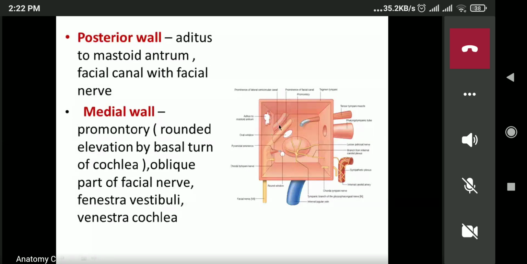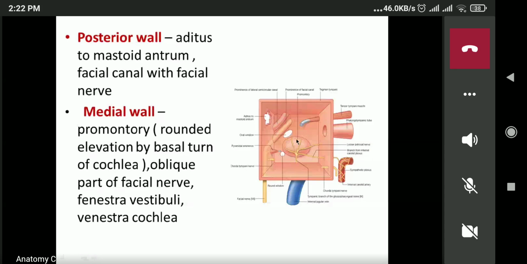Now come to the medial wall. This is the roof, floor, this is the anterior wall, this is the posterior wall, and this is the medial wall. In the medial wall of the middle ear cavity you find a bulged area, which is known as the promontory. So this is the promontory. It is a rounded elevation.